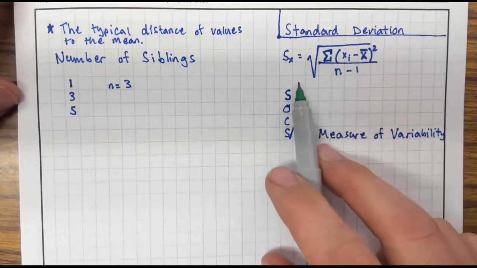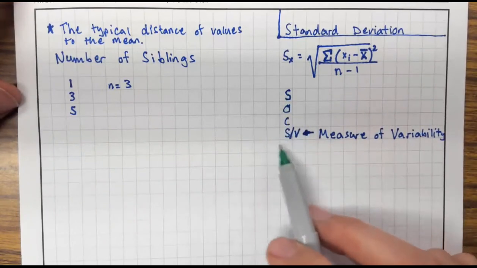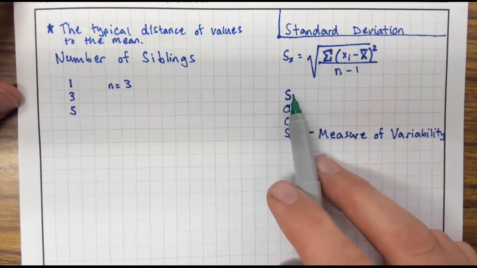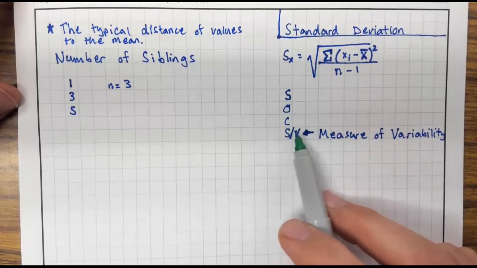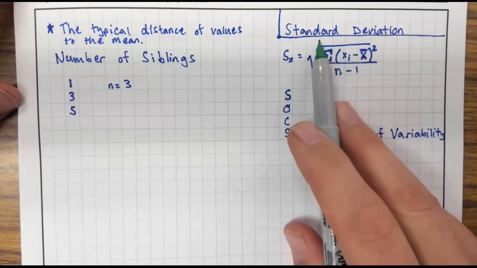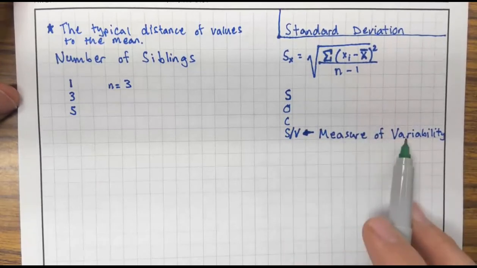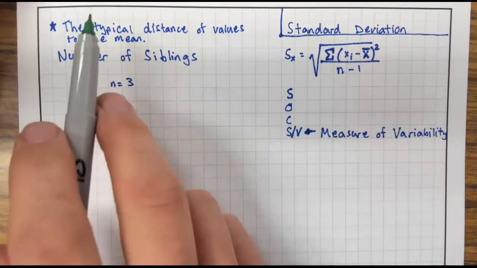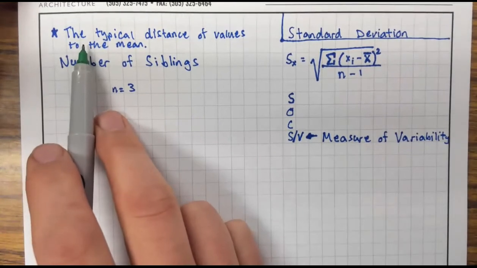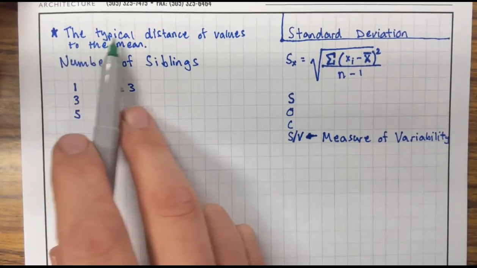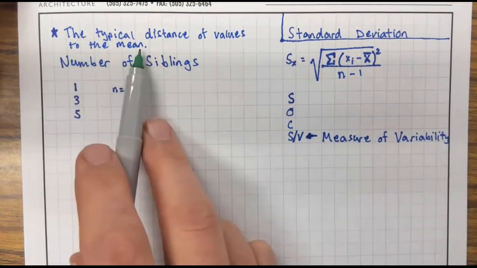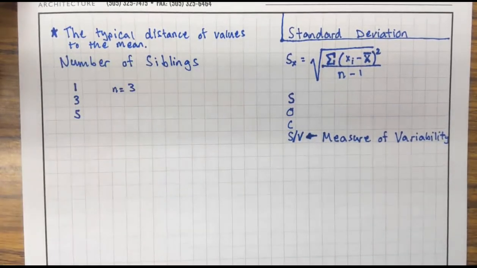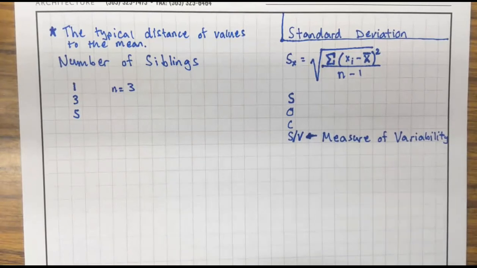And then when we're talking about describing a distribution, remember we had shape, outliers, center, and then spread, variability. The standard deviation is a measure of variability. For a definition with standard deviation, you could say it is the typical distance of values in a distribution to the mean. On average, essentially, how far away are our observations to the data set's mean?